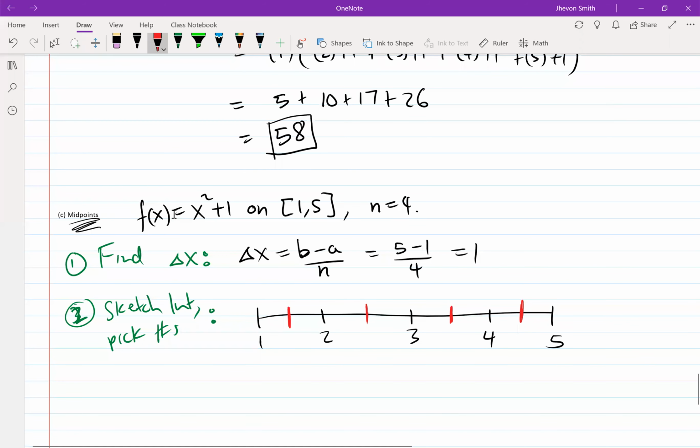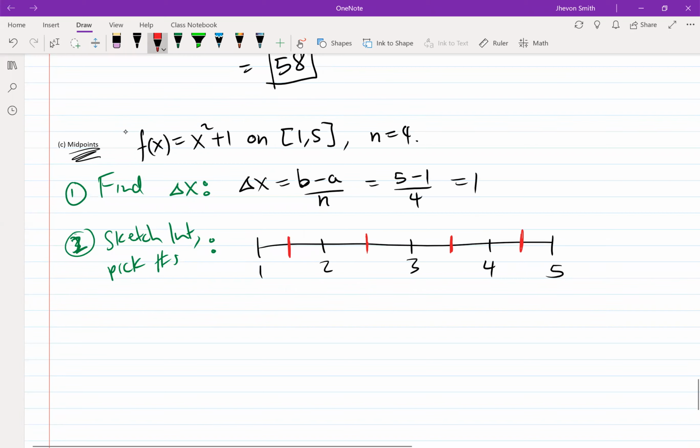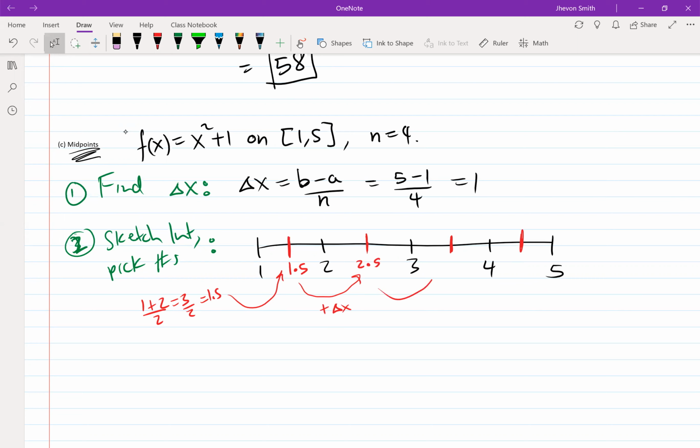So for the first one, what we can do is just average these two numbers. If I take 1 plus 2 all over 2, that's 3 over 2, or 1.5. That's going to be the first number, 1.5. And then to that 1.5, I can add delta x. So that'll be 2.5. Add delta x. That'll be 3.5. Add delta x. That'll be 4.5. So these now are the numbers that I want.